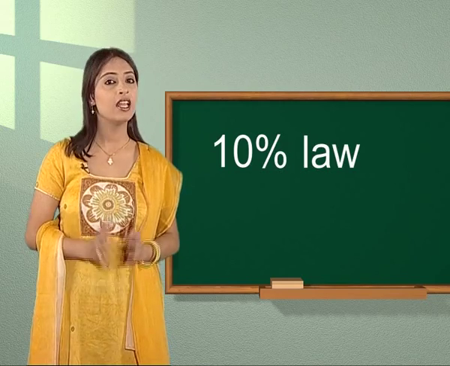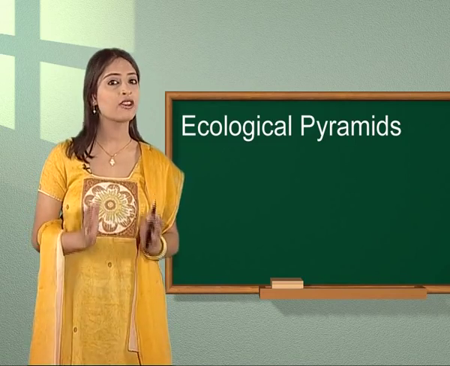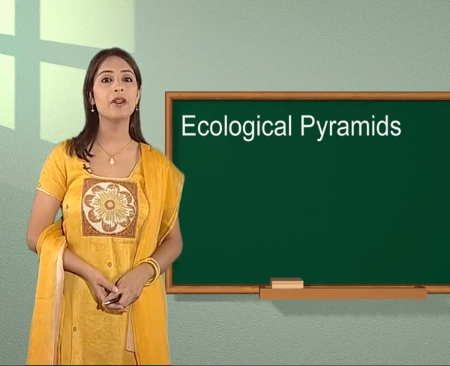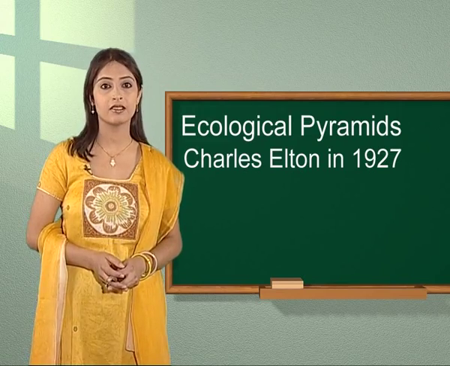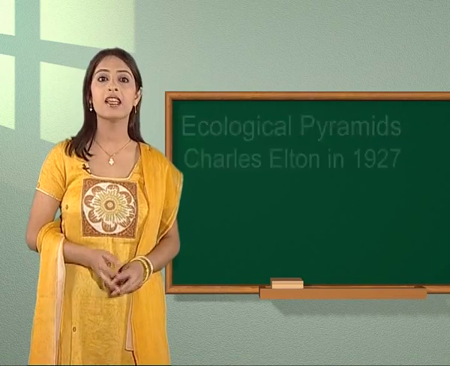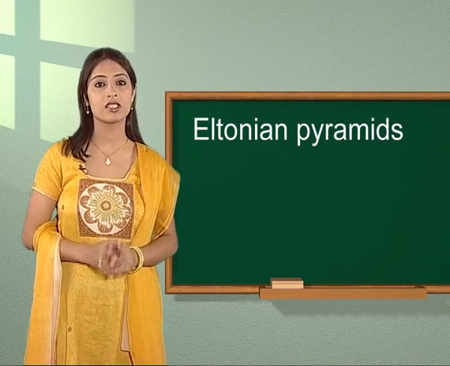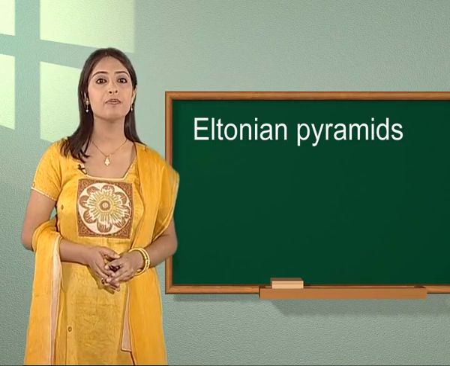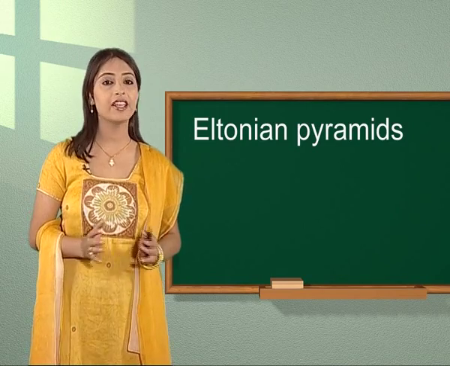After the energy flow, let us know about the ecological pyramids. I know that all of you are familiar with the shape of a pyramid. Ecological pyramids were developed by Charles Elton in 1927. Therefore, ecological pyramids are also known as Eltonian pyramids. The base of a pyramid is broad and it narrows down at the apex. This relationship may be expressed in terms of number, biomass, or energy.